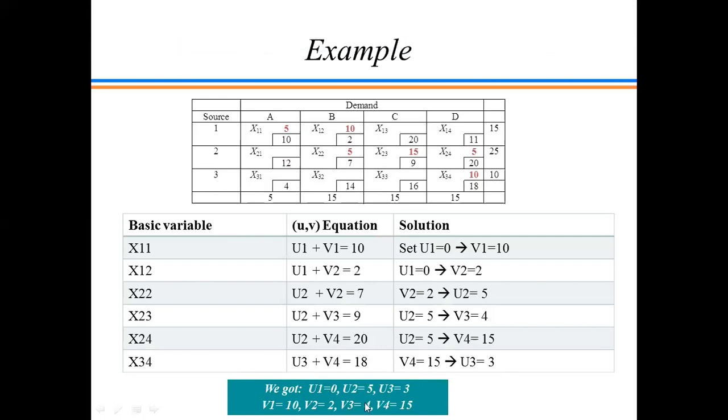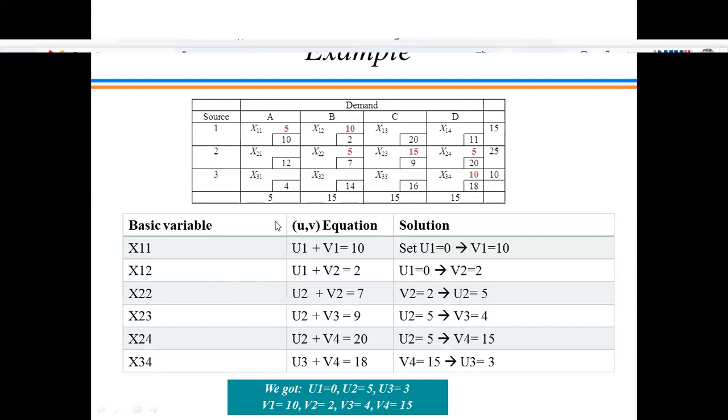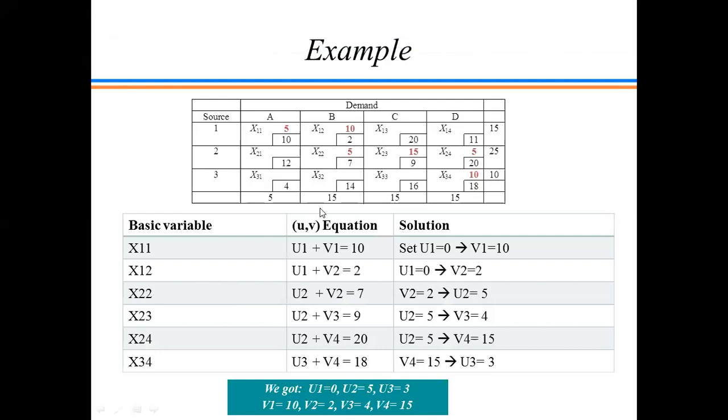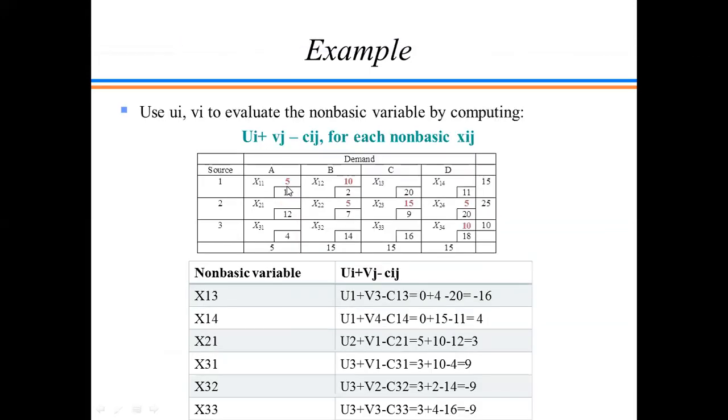After we get these values from the basic variables, we continue to the non-basic variables. Based on the table, the non-basic variables are the variables that have no value: x13, x14, x21, x31, x32, and x33. For non-basic variables, the formula used is different.